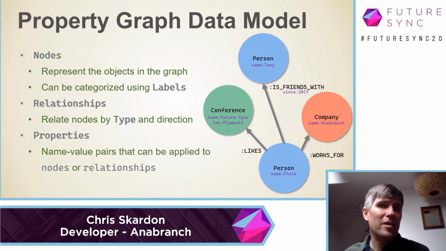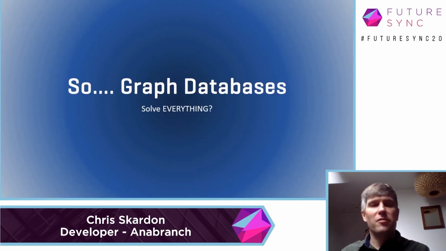The information we have here is very simple. You can look at this and give it to anyone and say, okay, who is Chris friends with? Oh, he's friends with Tony. What conferences does Chris like? He likes FutureSync. Okay, and FutureSync is in Plymouth. Great. It's very easy to read these things. It's very simple to query them. So the graph databases solve everything?